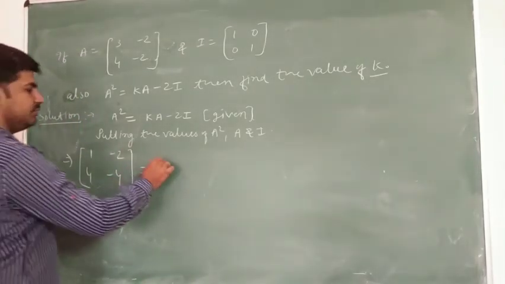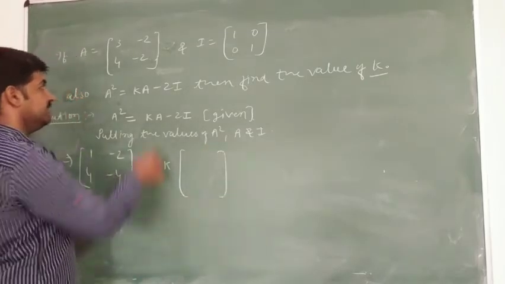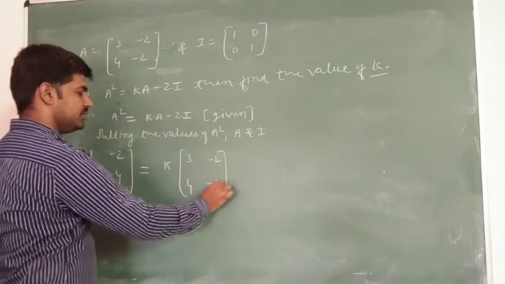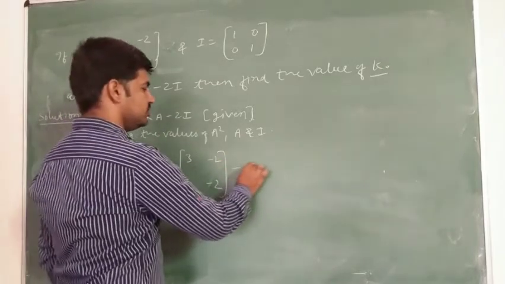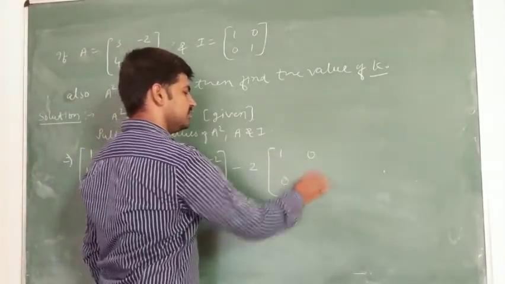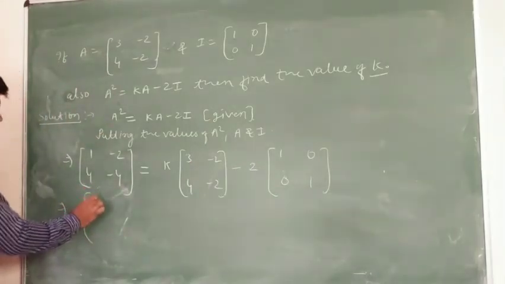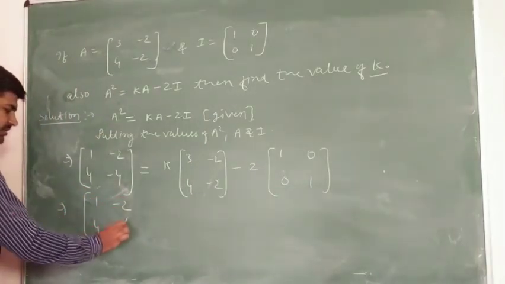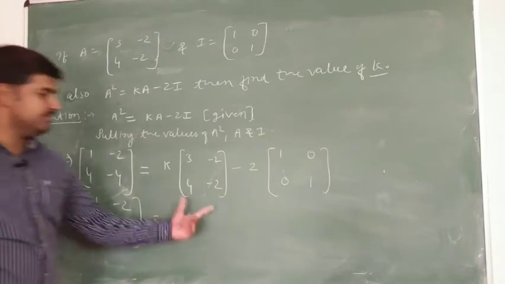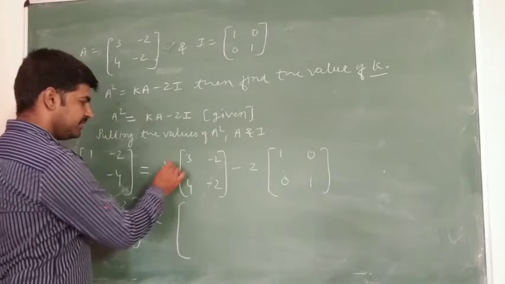is equal to k times matrix A, and matrix A we have [3, 4; -2, -2], and minus 2 times the identity matrix, that is [1, 0; 0, 1], which implies [1, 4; -2, -4] on the left. This LHS is already simplified, students. Let us simplify RHS, and the simplest form of RHS is 3k.